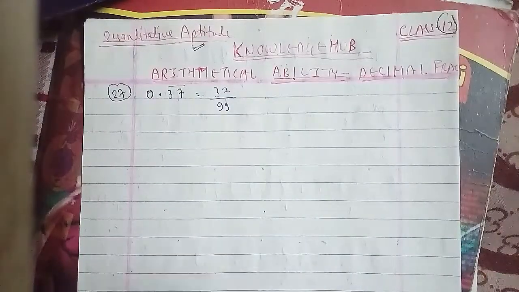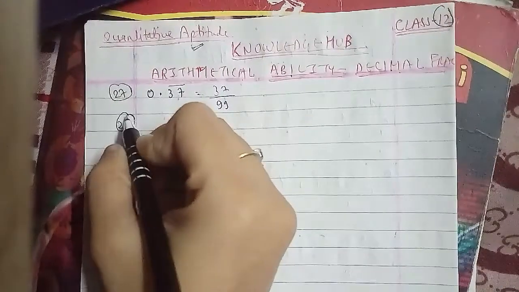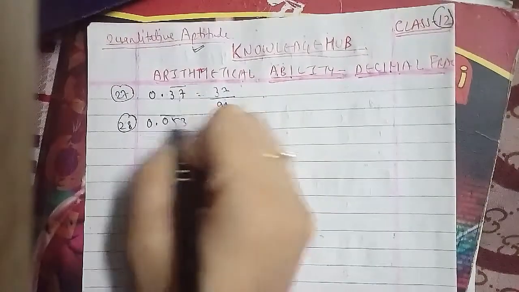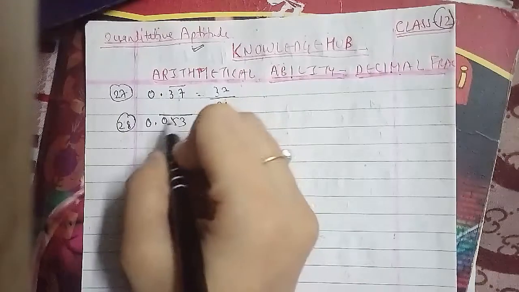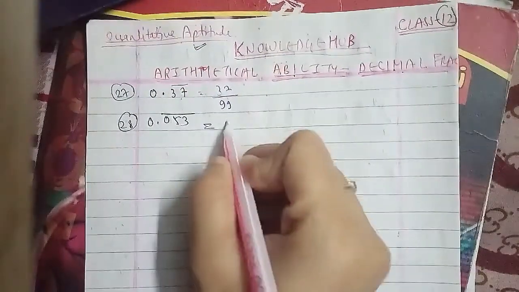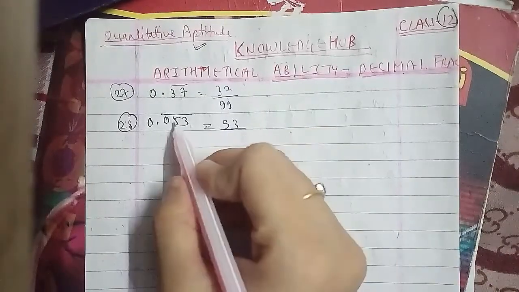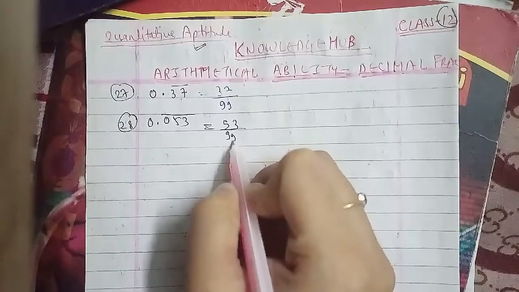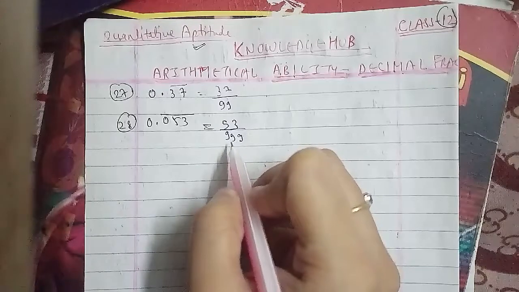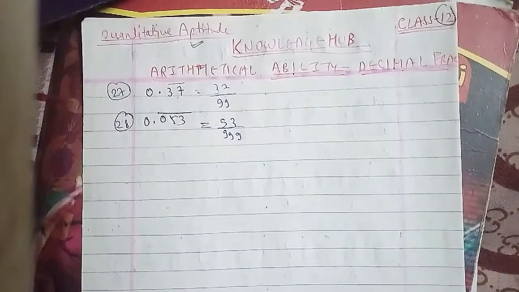The next question is the 28th question of the session, which is 0.053 with a bar. There are 3 digits under the bar after the decimal, so we write 53 on top, and since there are 3 digits under the bar, we put 3 nines in the denominator. That is 53/999.